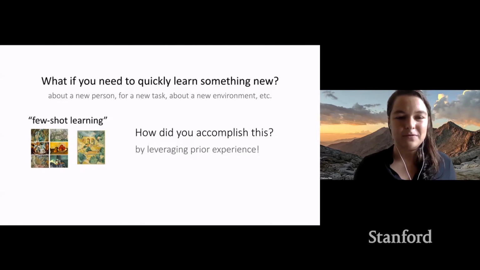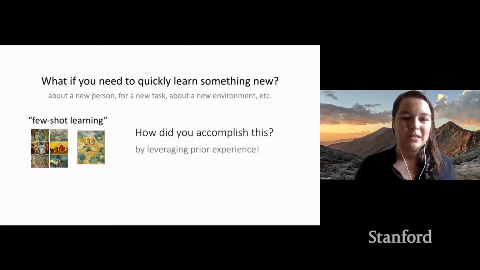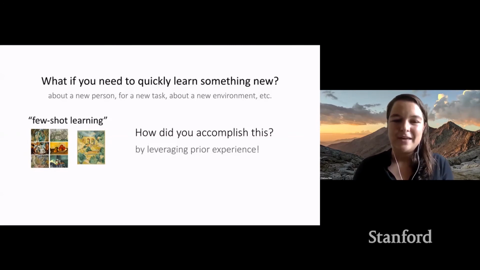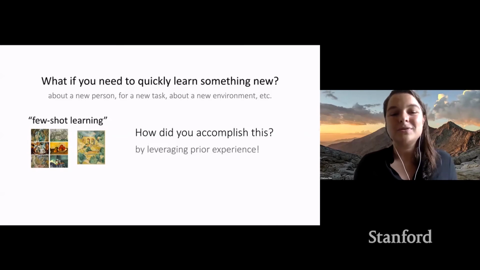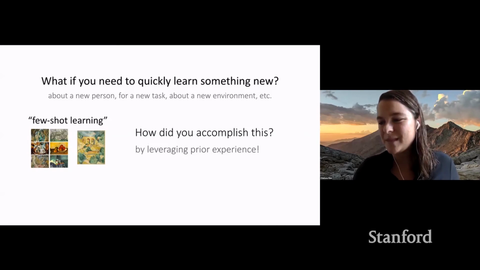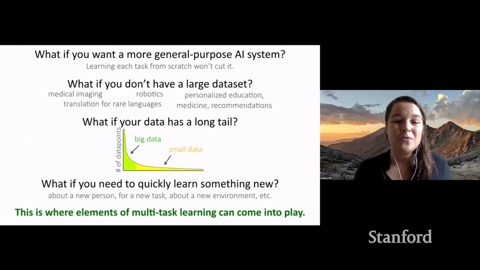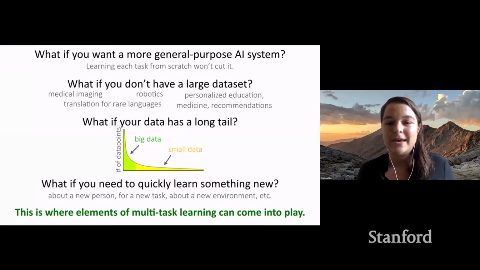You're not learning completely from scratch. And while you may not have seen these particular paintings before, or maybe you haven't even seen paintings from these 2 painters before, you have prior experience of the styles of different painters, or maybe just generally prior experience of looking at images. And these sorts of priors about the world allow you to solve this task. Okay, so really for all these reasons laid out, if you want a more general purpose system, if you don't have a large data set, if you have a long tail distribution, or if you want to quickly learn something new, these are all elements of where multitask learning and meta learning can come into play.